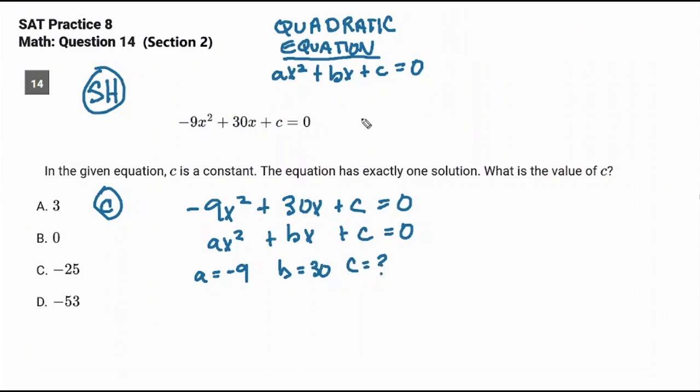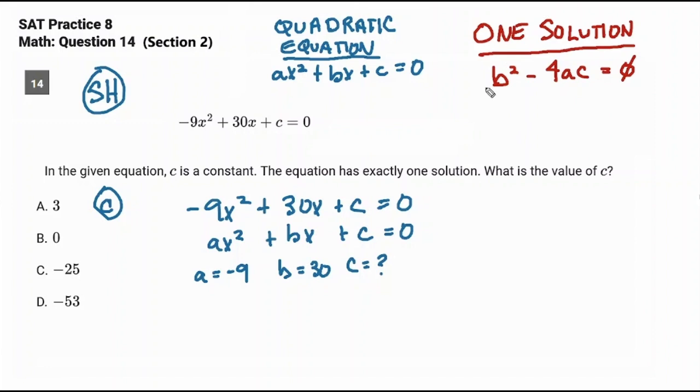A quadratic equation has exactly one solution when b squared minus 4ac equals 0. Let's say that again. One solution is when b squared minus 4ac equals 0. You've got to commit this to memory or put it in your calculator or otherwise know it. If you know this, it's easy.